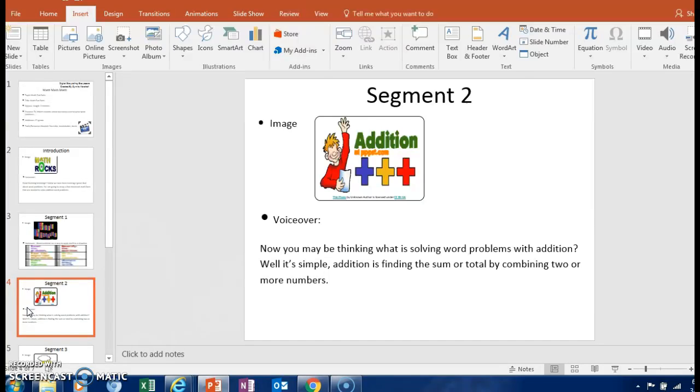Now you may be thinking, what is solving word problems with addition? Well, it's as simple as this: addition is finding the sum or total by combining two or more numbers.